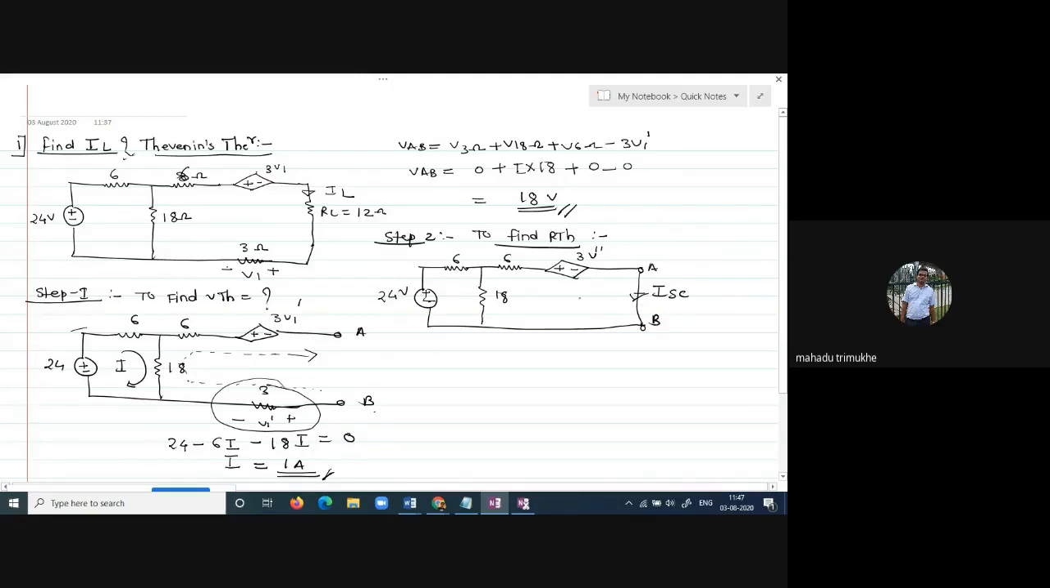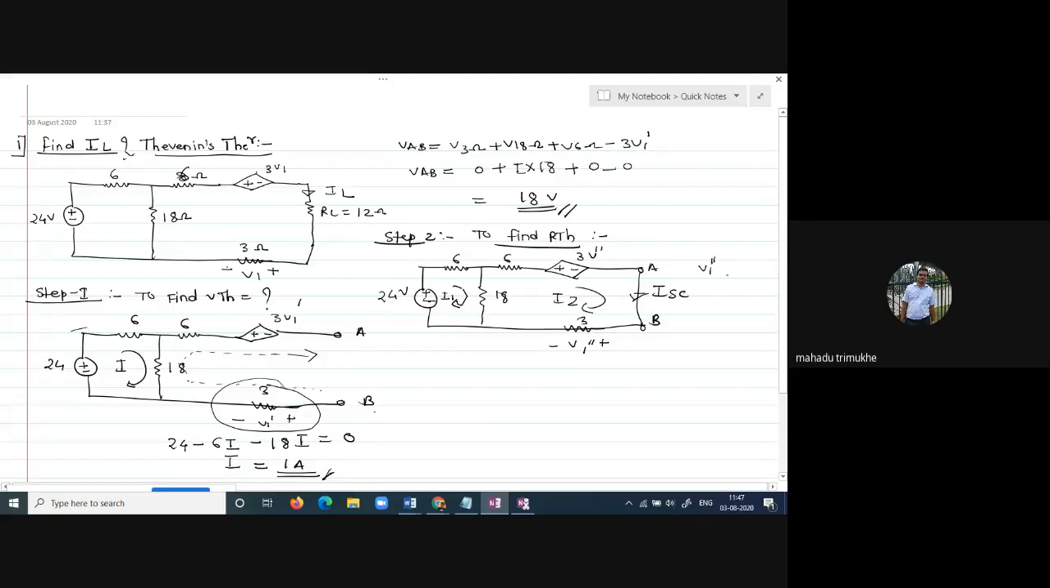Point A and B, your current I2, your current I1. Here one resistor is there, that is 3 ohm, with positive and negative V1 dash. Now V1 dash is nothing but what? First of all, you have to calculate the controlling parameter. We have seen this in mesh analysis, nodal analysis, and the superposition theorem: you have to always calculate the controlling parameter first.